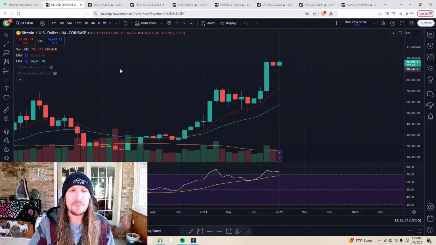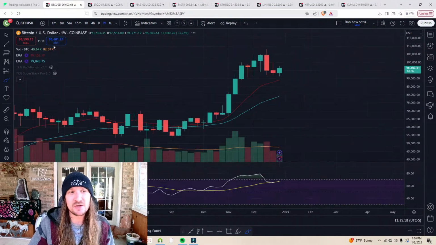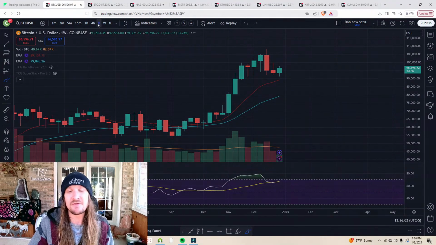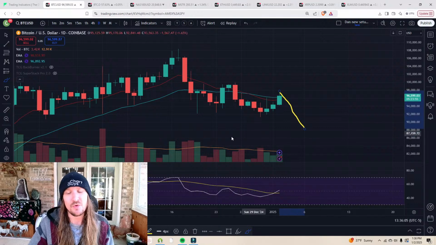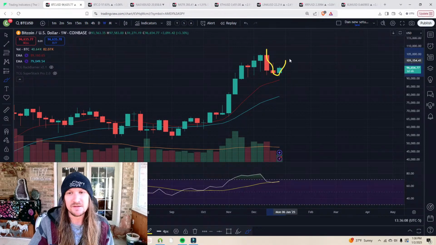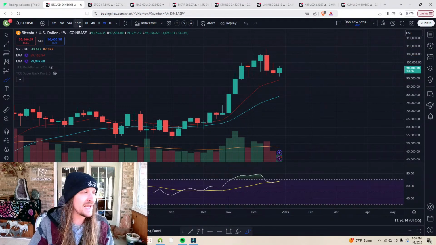All right, so what would monthly consolidation look like if it's going to happen? It would either be this daily inverse head and shoulder failing to a fresh low, or the weekly bull flag failing to fresh lows. But we have relative strength compared to the NASDAQ right now.